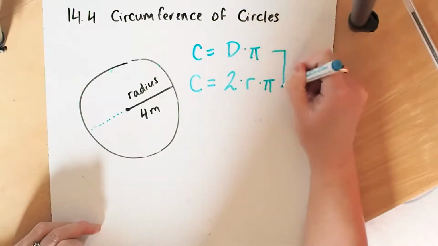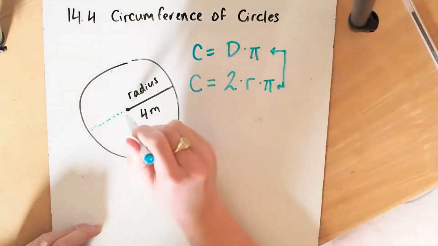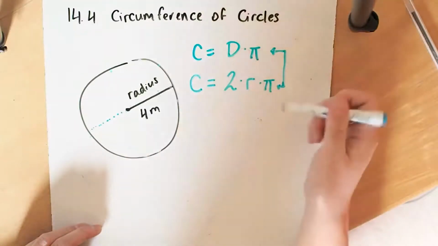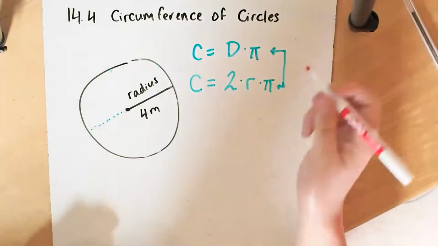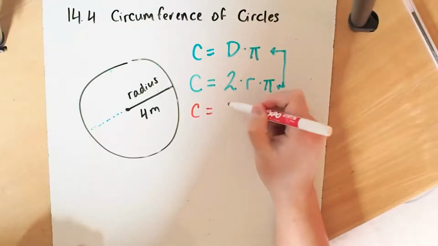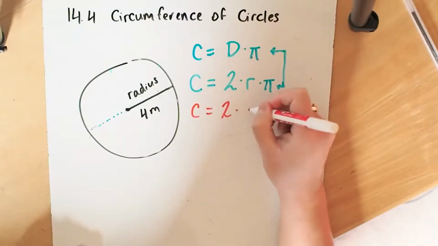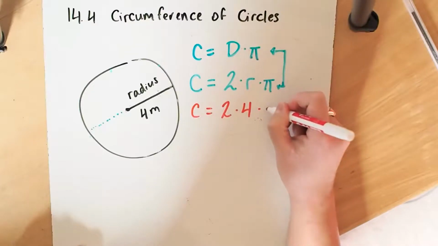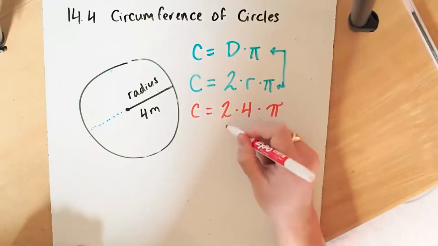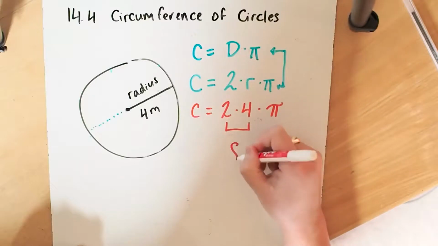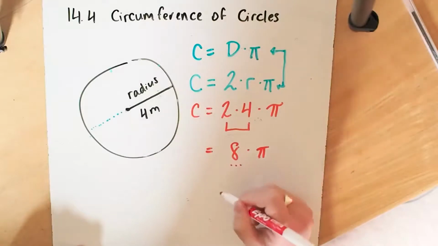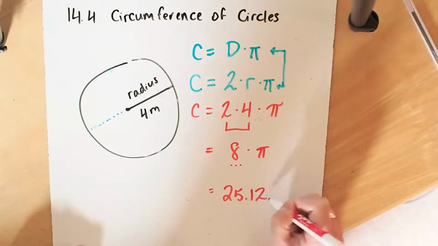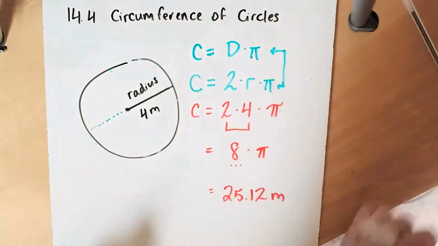These two things are the same formula. It just depends on whether or not you're given the radius, so this short distance from the middle to the outside, or the diameter, the distance all the way across. Let's test this out. If I know that the circumference is 2 times the radius times pi, I'll plug in 2 times the radius, which is 4, times pi, which I know is 3.14. And again, if I multiply these two numbers, I'll get 8 times pi, just like I did before. If I multiply 8 times 3.14, I'll get 25.12 meters, just like I did with using the diameter.